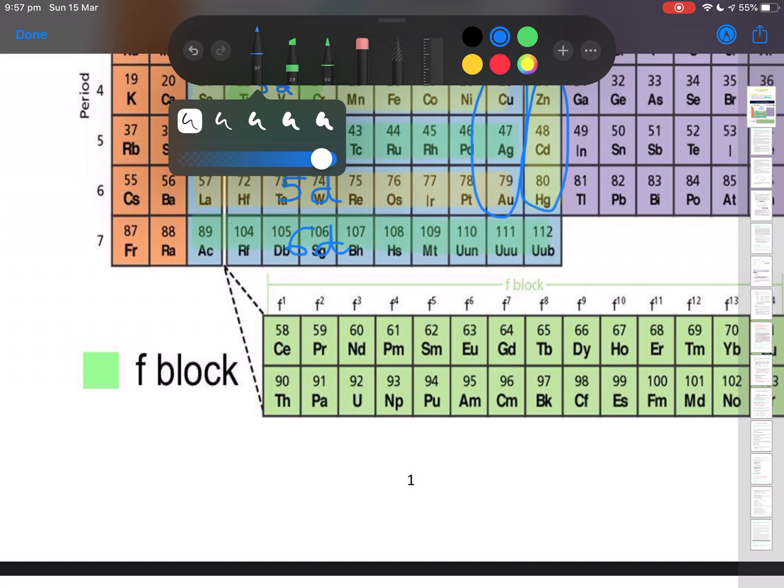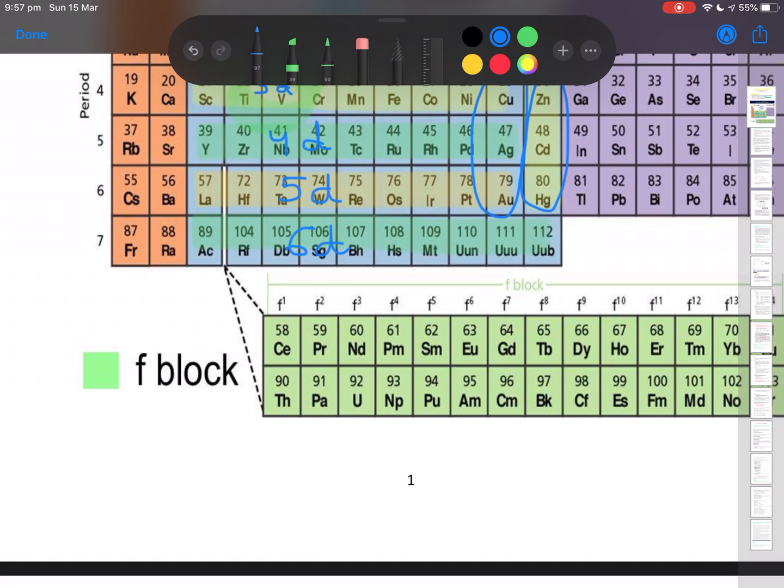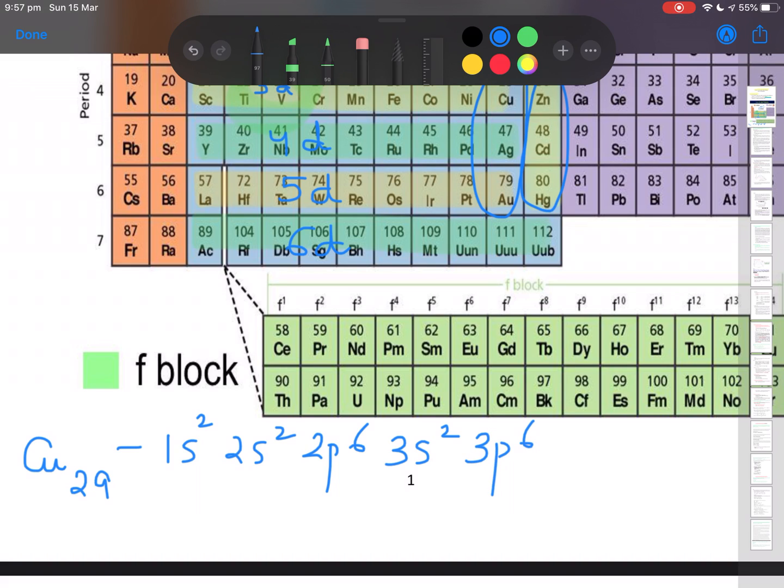For example, let me take the example of copper. The atomic number of copper is 29. Very important, listen carefully. How do we write the electronic configuration? 1s2, 2s2, 2p6, 3s2, 3p6.